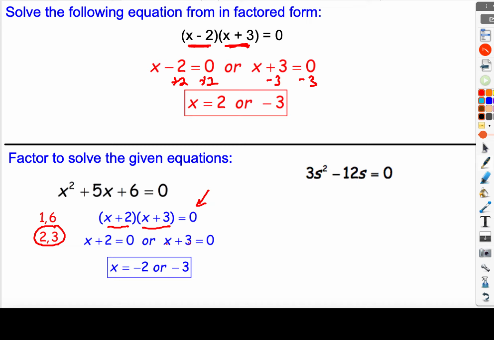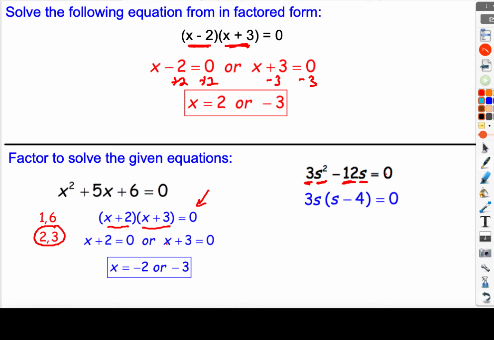Notice this problem at the right. We've got a 3 and a 12. So I can factor out a 3, and at the same time, I can factor out an s, because there's an s in both parts. So if 3s is my greatest common factor, that would leave behind an s minus 4, right? 3s times s would have been 3s squared. 3s times -4 is -12s.